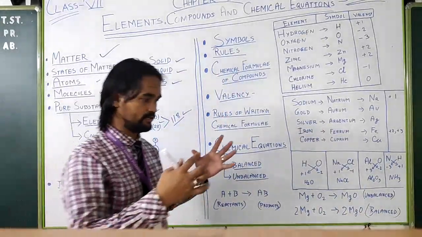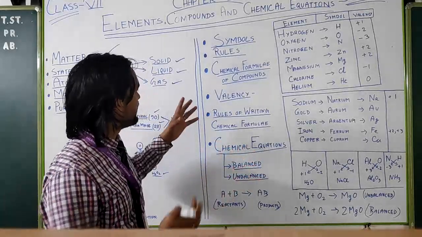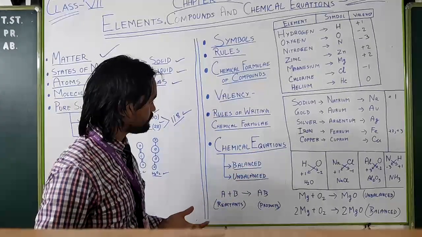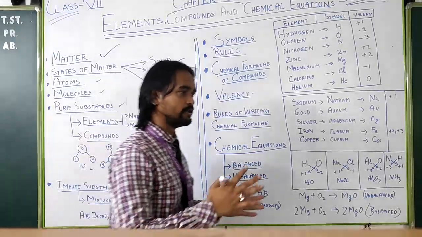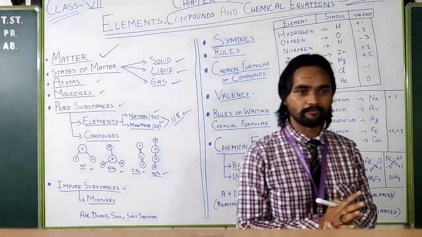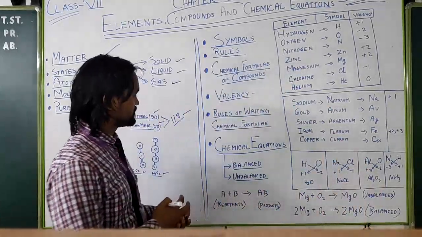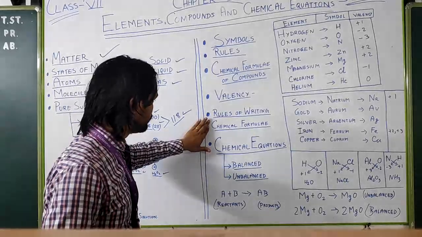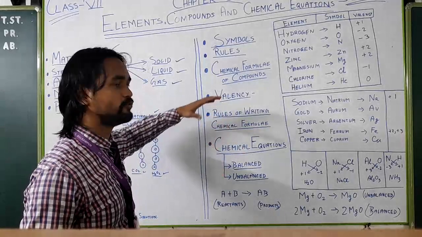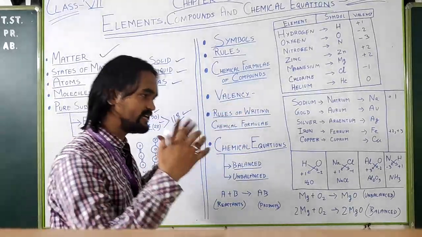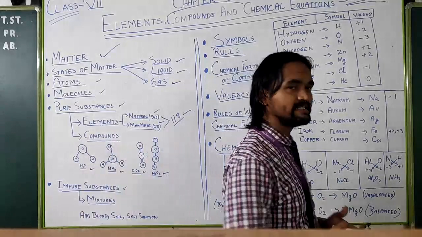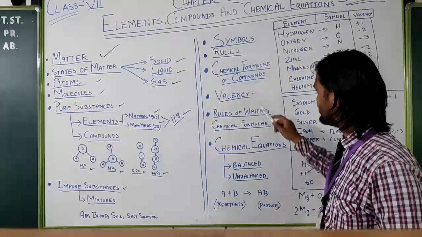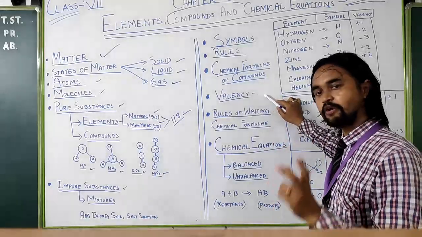How do we write the chemical formula of different compounds? There is a process of writing a chemical formula. What are the process and rules? Here are some rules of chemical formula. But before we explain the rules, we have to know about the valency. What is valency? Valency is the combining capacity of the atoms of any element.